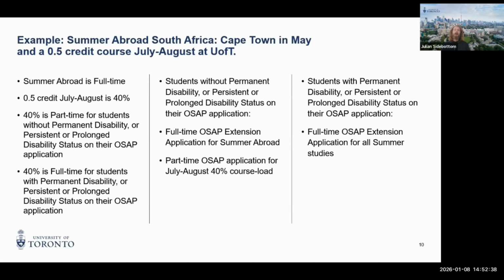For students without a disability status on their OSAP, the 40% course load, 0.5 credits July-August, would be considered a part-time course load. So in that case, you would apply on a full-time application for the summer abroad course and a part-time OSAP application for the 0.5 credits July-August.